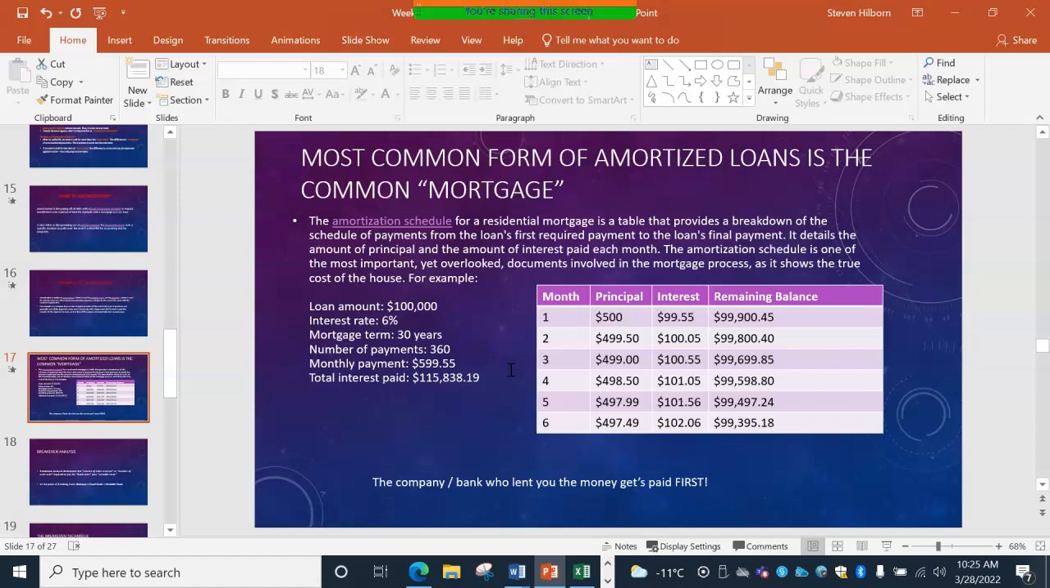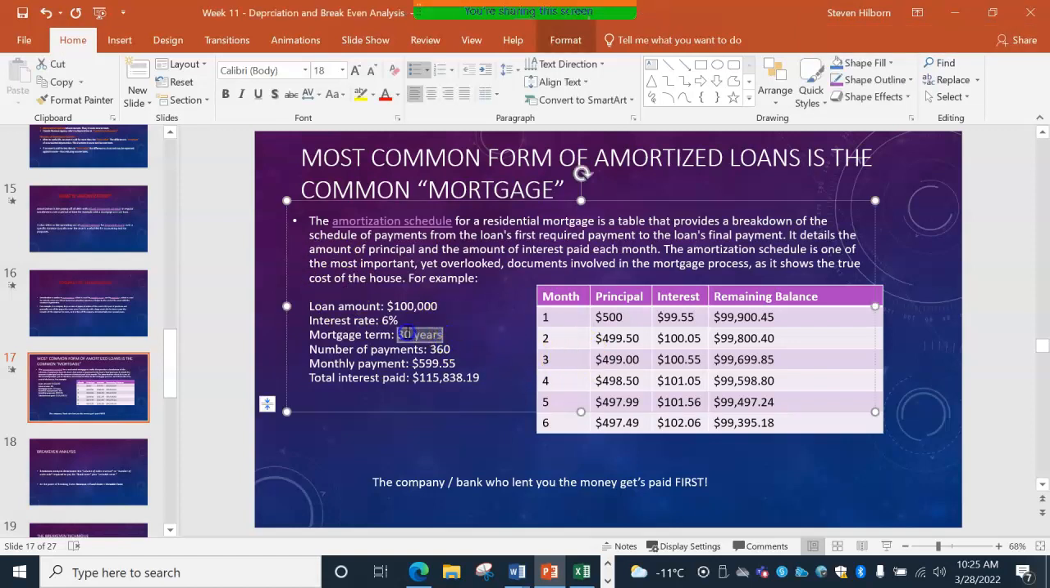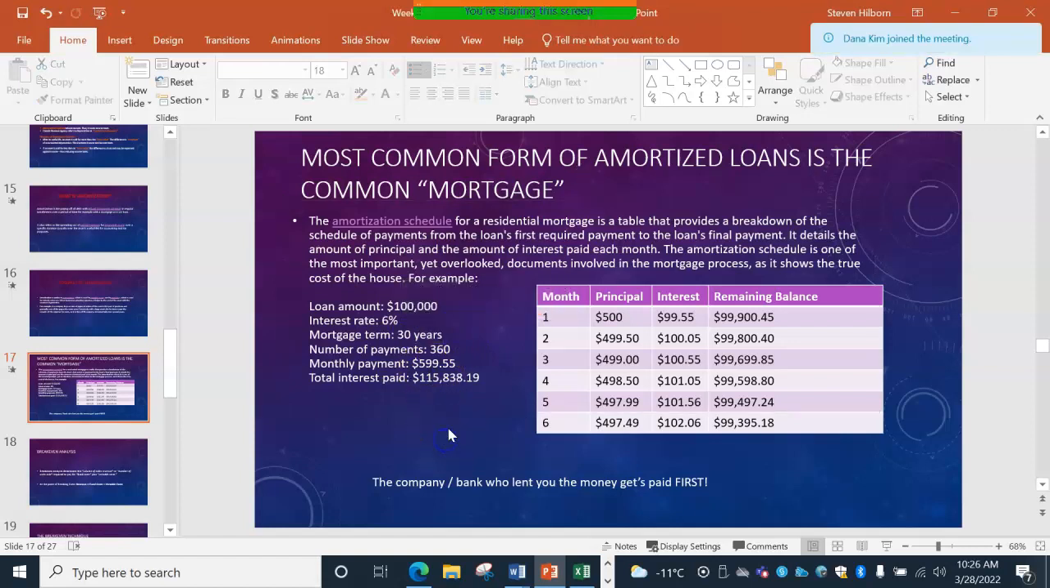As an example, when you get a mortgage, you usually get a 5-year mortgage, but it's amortized over 30 years, which means you're paying it over 30 years, but we have a 5-year term, which we're going to talk about. It looks like here a 6-year term that we're actually going to be talking about. So here the loan amount is $100,000. I pay interest of 6% a year. It will be over 30 years. I'll make 360 payments. The monthly payment is $600.